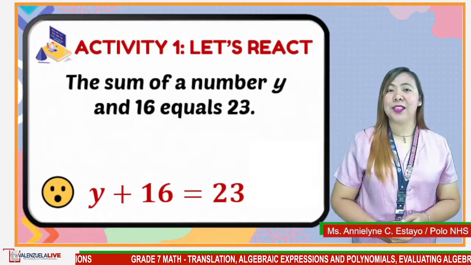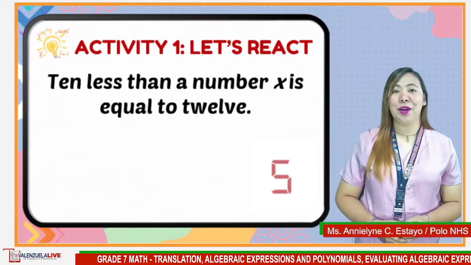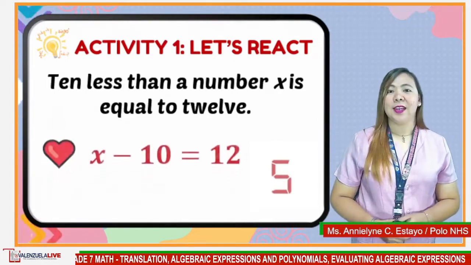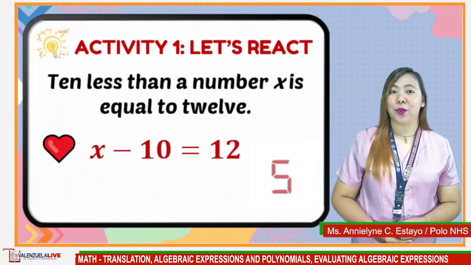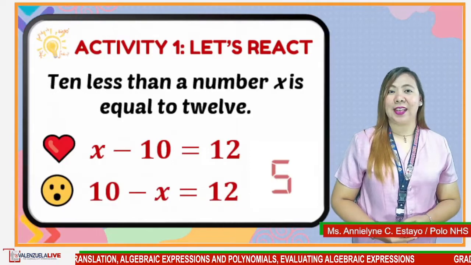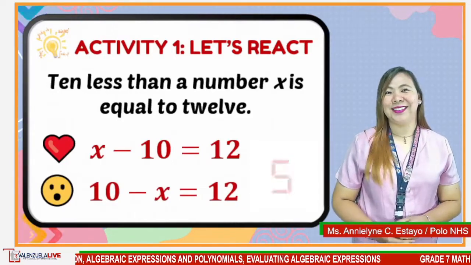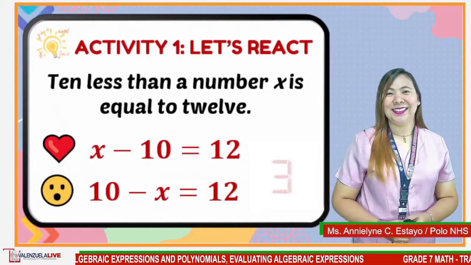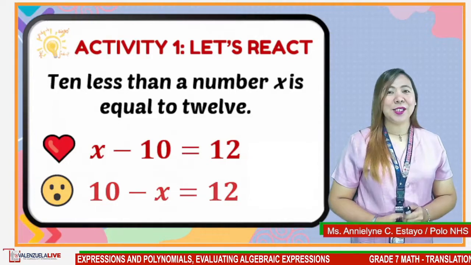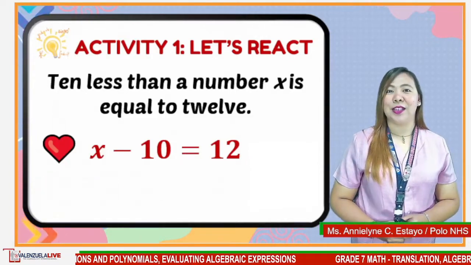For the last one: 10 less than a number x is equal to 12. Heart is x minus 10 equals 12, and wow is 10 minus x equals 12. 5 seconds, go. The answer is heart, x minus 10 equals 12.